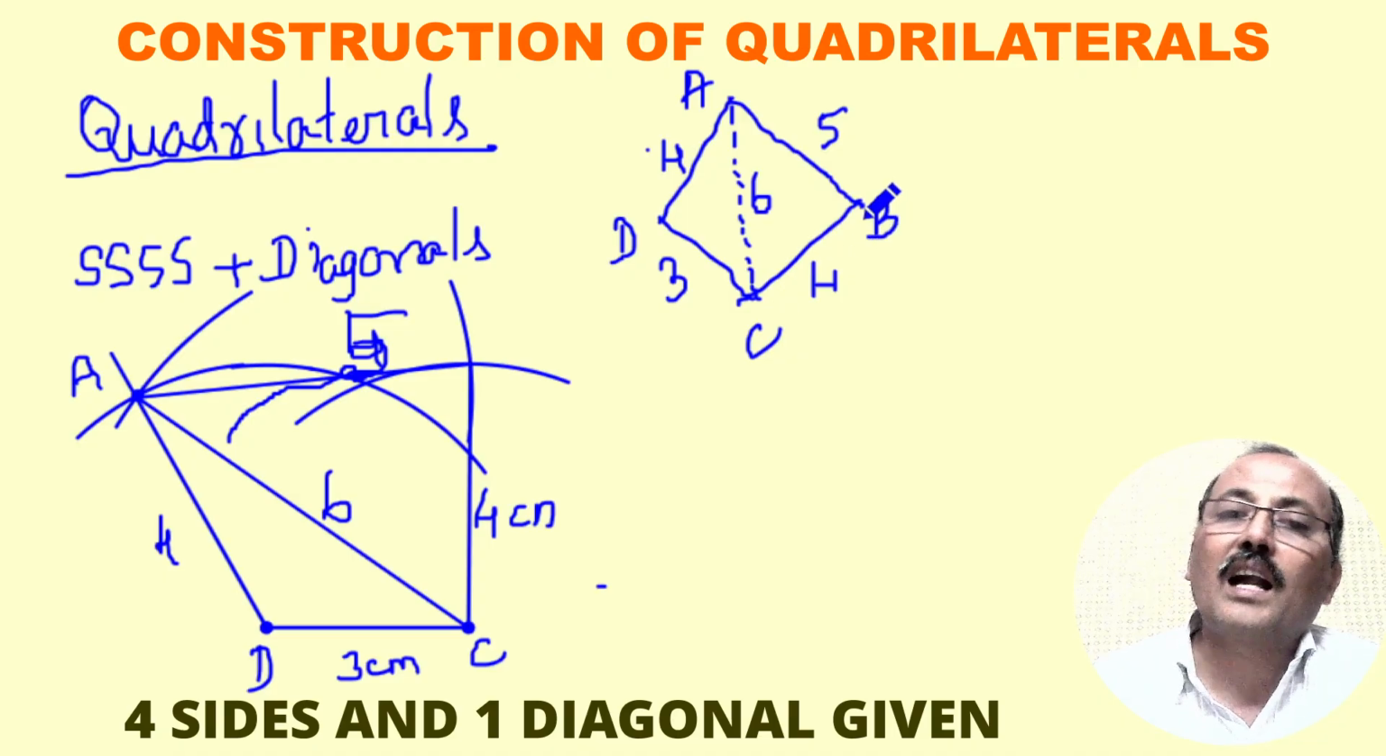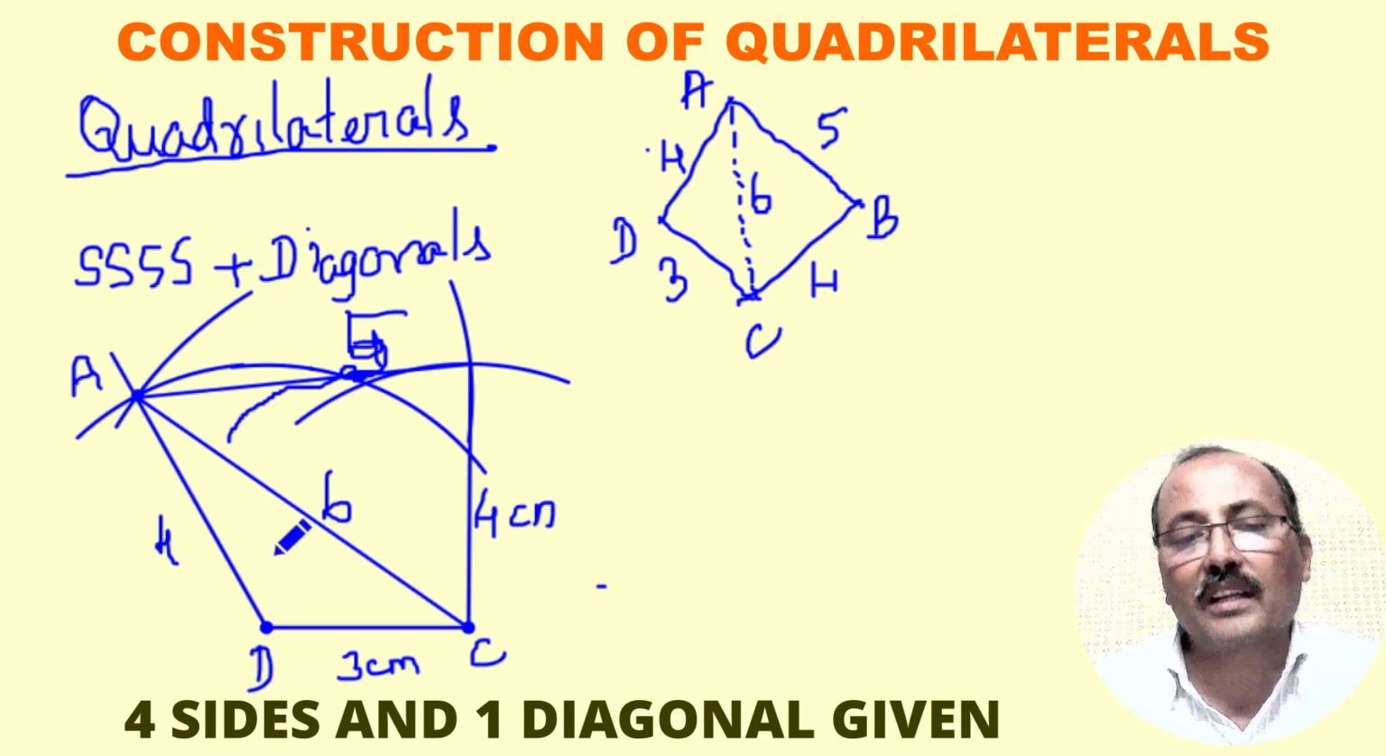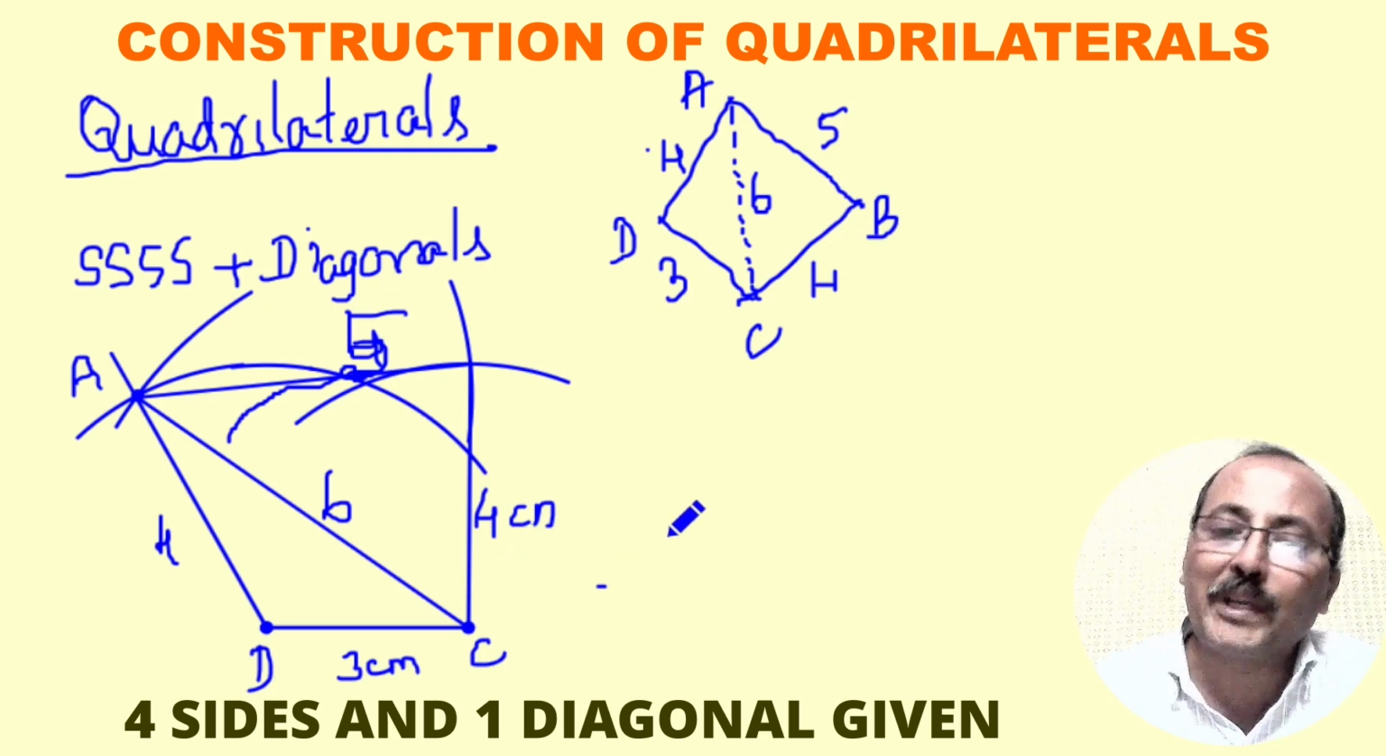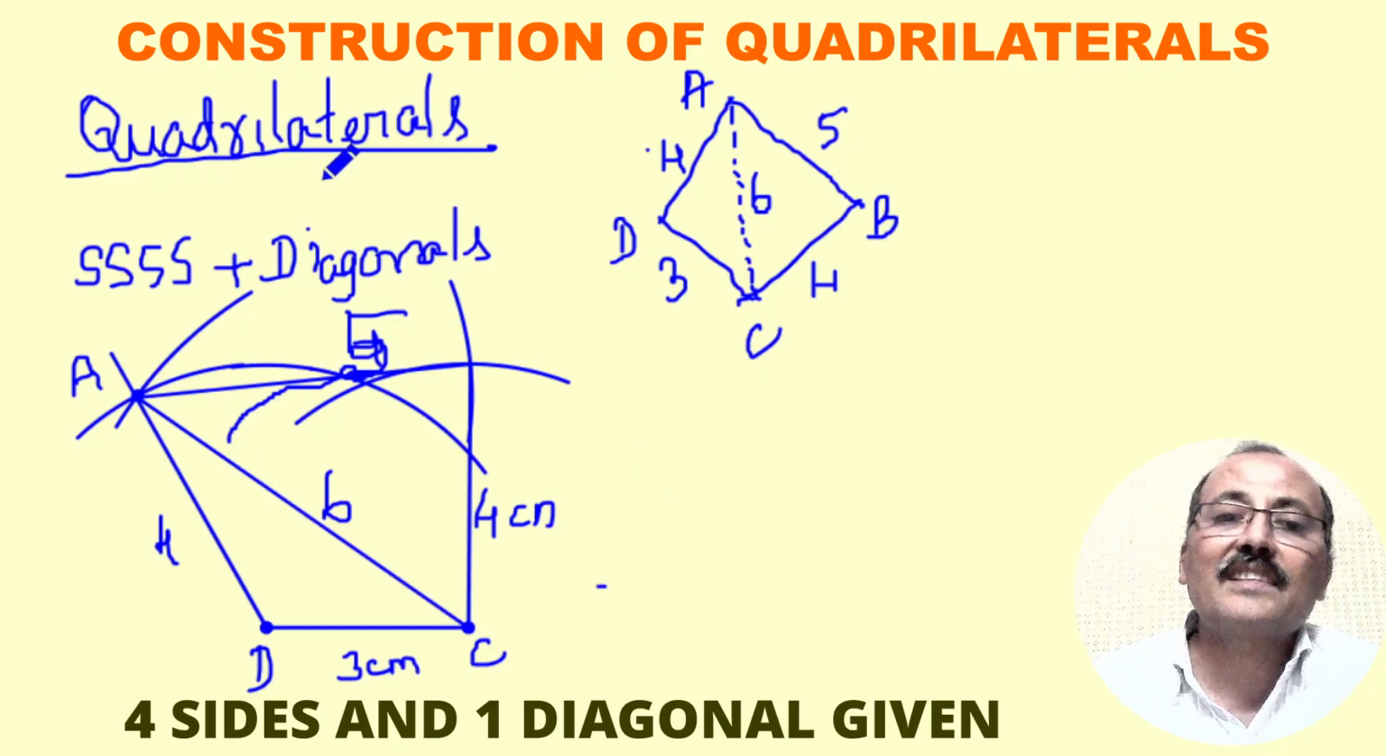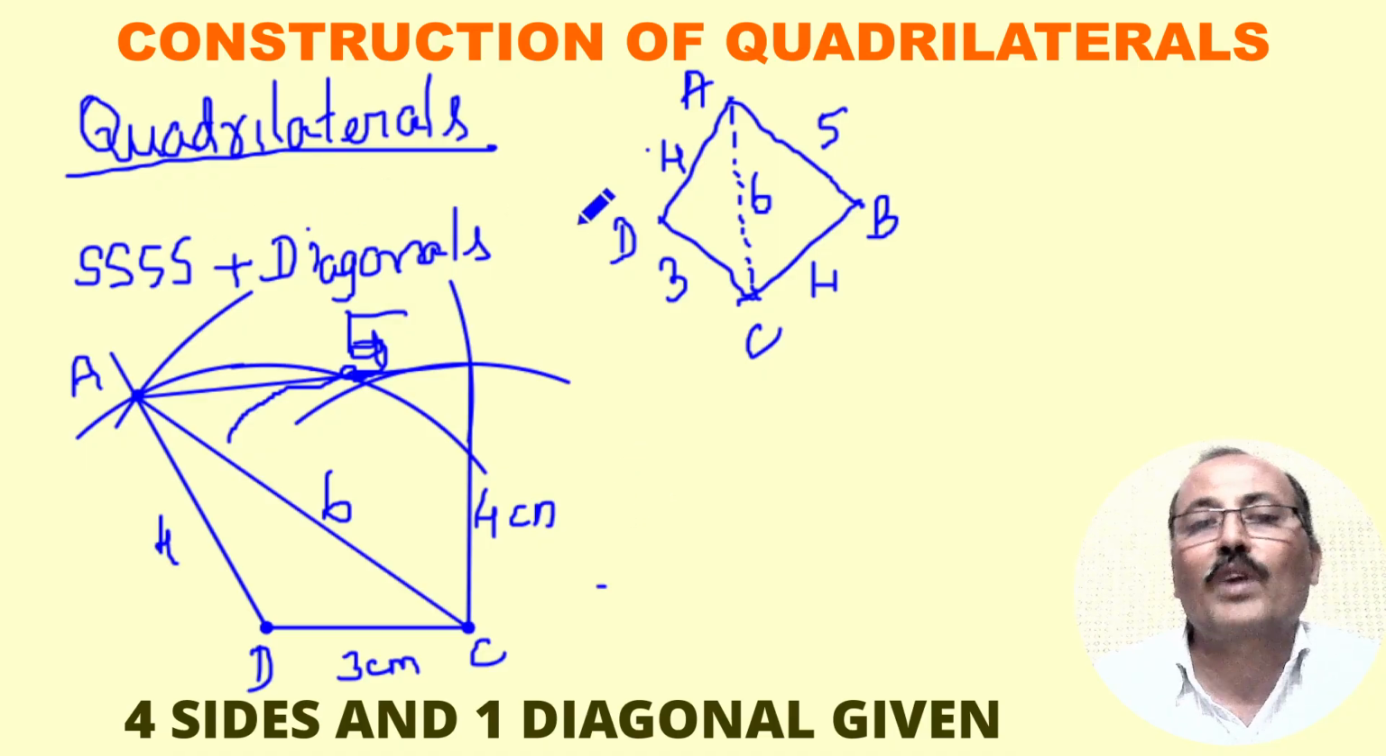From C to B and B to A. Instead of that, I have drawn from A to B 5 centimeter. Now this quadrilateral is completed. Hence this is SSS plus 1 diagonal.